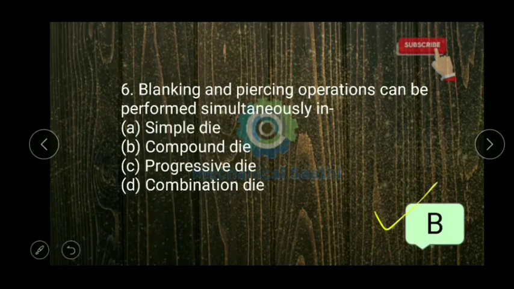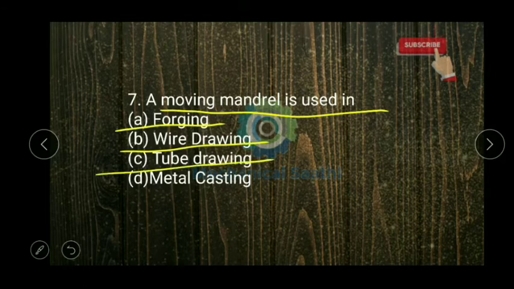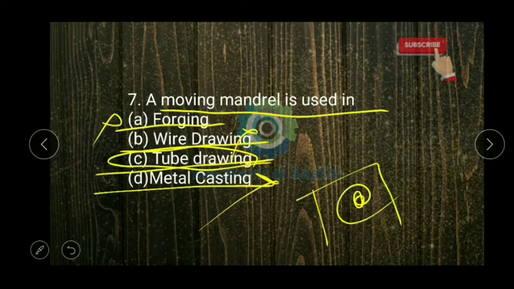So B option will be the correct one. Moving towards question number 7, a moving mandrel is used in which type of operation? Is it used for forging, wire drawing, tube drawing, or metal casting? It is not used in metal casting, wire drawing, or forging. It is used in tube drawing. So here we can say C option will be the correct answer.